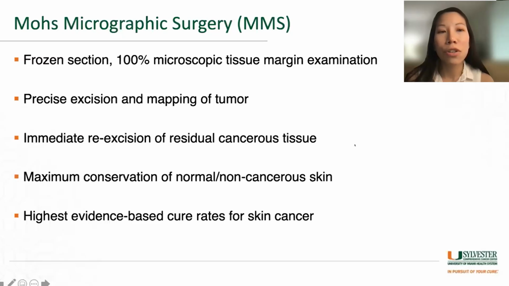So Mohs micrographic surgery was a technique first started in the 1930s by Dr. Frederick Mohs. It is frozen section, 100% microscopic tissue margin examination. This technique allows for precise excision and mapping of the tumor, and it allows us the ability to immediately re-excise residual cancerous tissue on the same visit. This allows for maximum conservation of normal or non-cancerous skin, and it has the highest evidence-based cure rates for skin cancer.